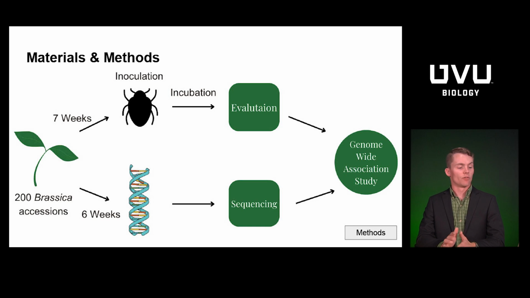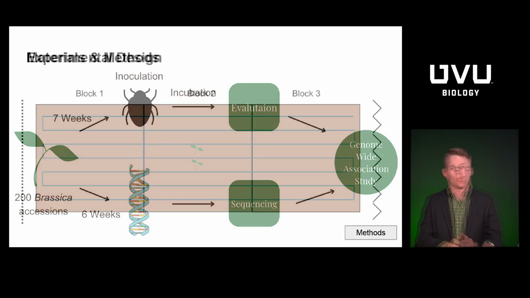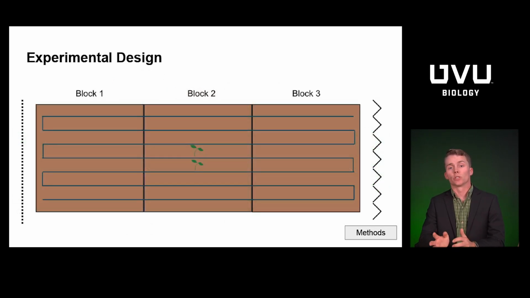virus. And from there, that evaluation data, as well as the sequencing data, will be combined to use in a genome-wide association study. So in this study, it was important that we use an RCBD design to screen this germplasm, and we used 3 blocks, 3 replicates, 200 sections for each replicate, a total of 600 plants. You can see here this graphic of the greenhouse layout that we used.